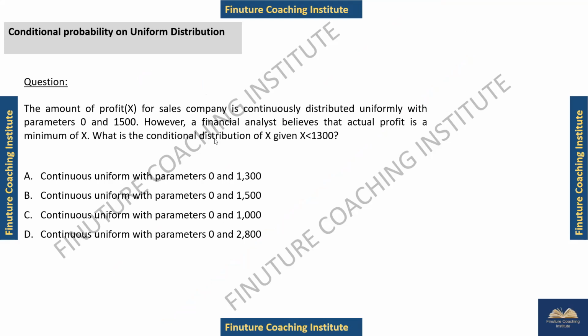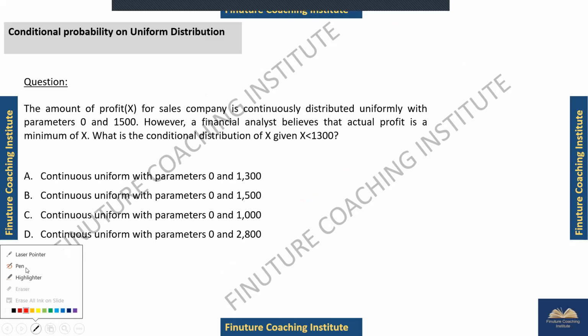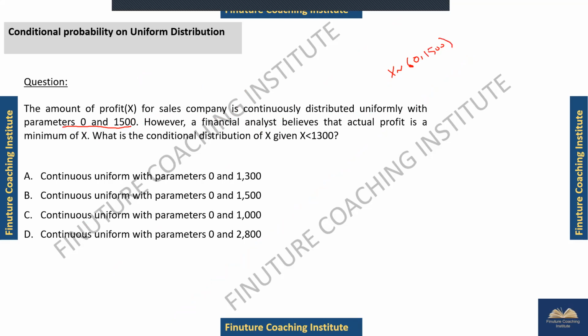Let's have a look at the question. We have been given that there is an amount of profit for sales which is continuously distributed uniformly with parameters 0 and 1500. So if we think of X as a profit, which is uniformly distributed with parameters 0 and 1500, I'll tell you what that exactly means.